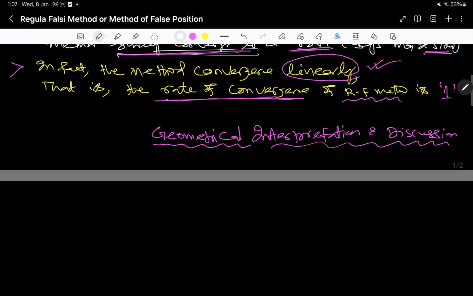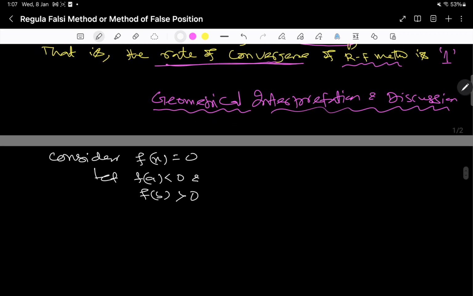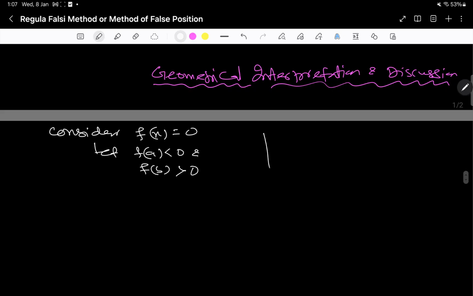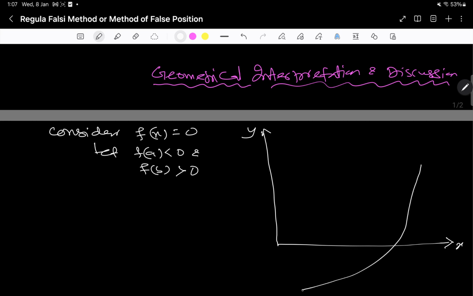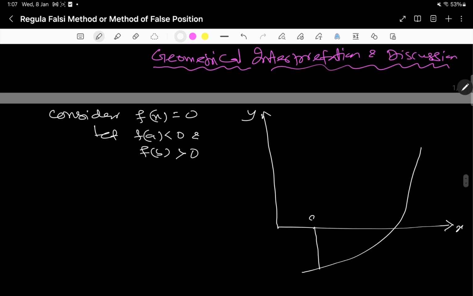Coming to the geometrical interpretation, consider f(x) equal to 0. Let f(a) be negative and f(b) be positive. Suppose the graph is like this. This is my x-axis and this is my y-axis, and suppose this is my curve. At the point A, this is my f(a).